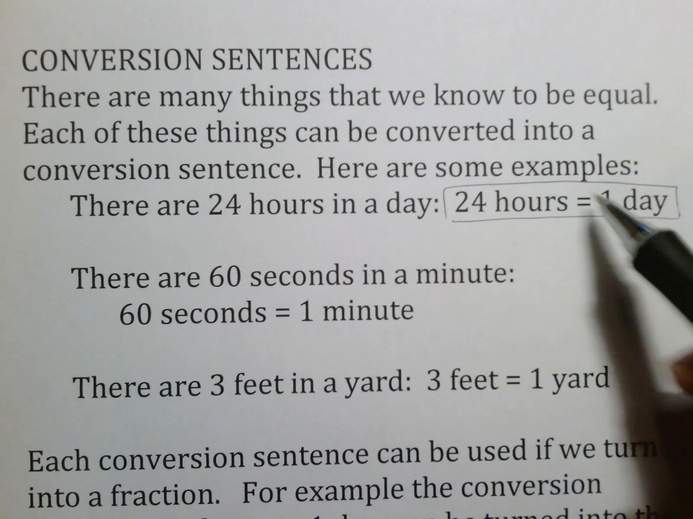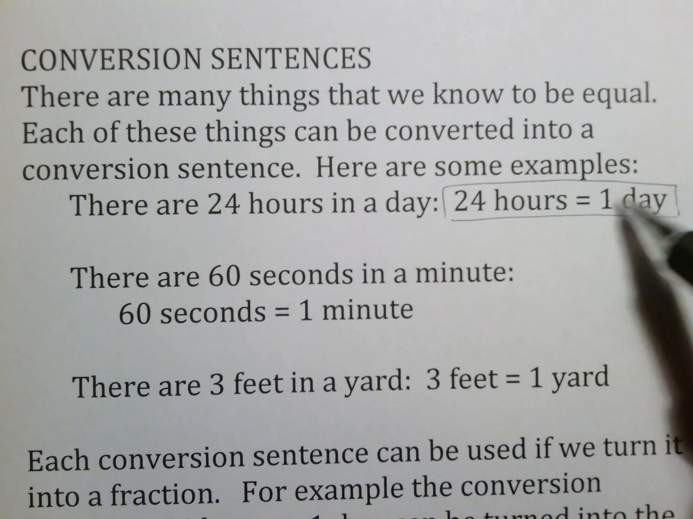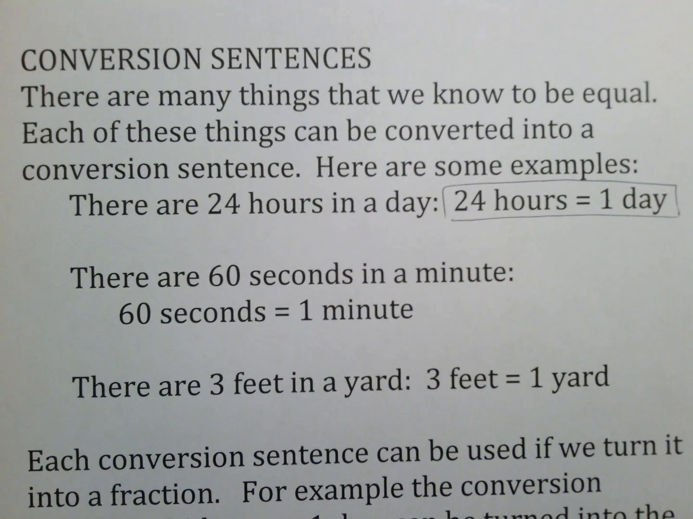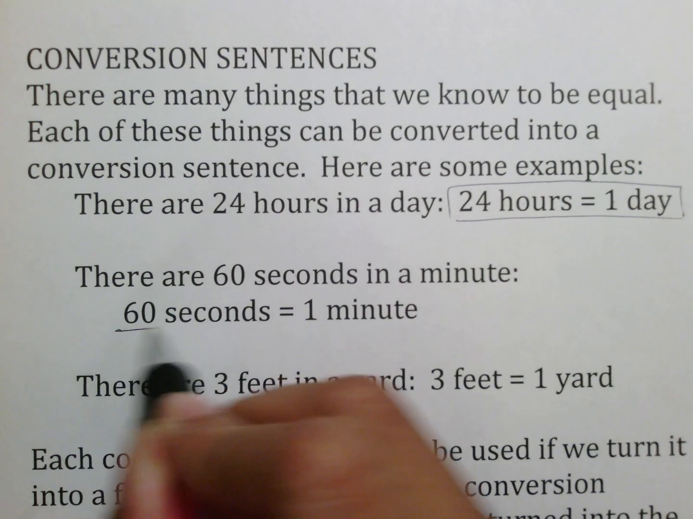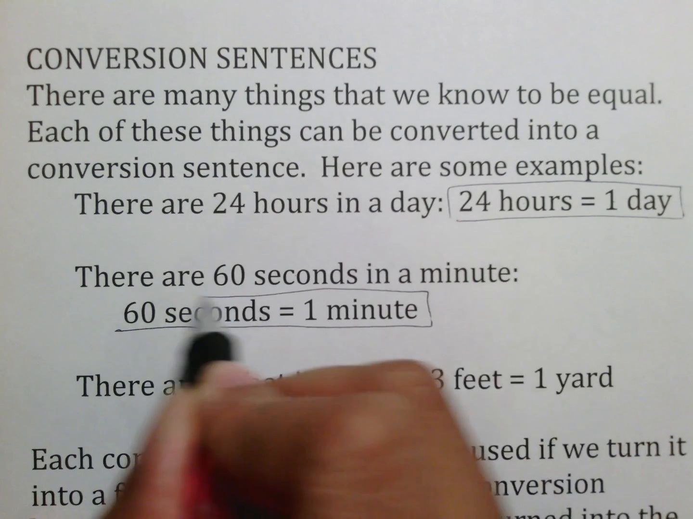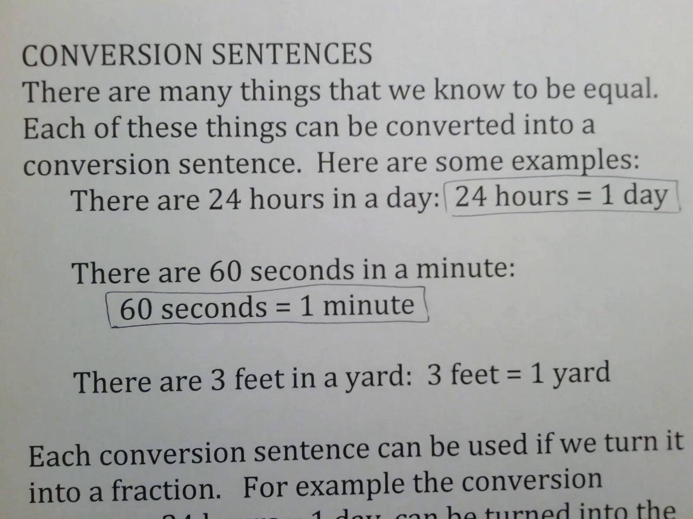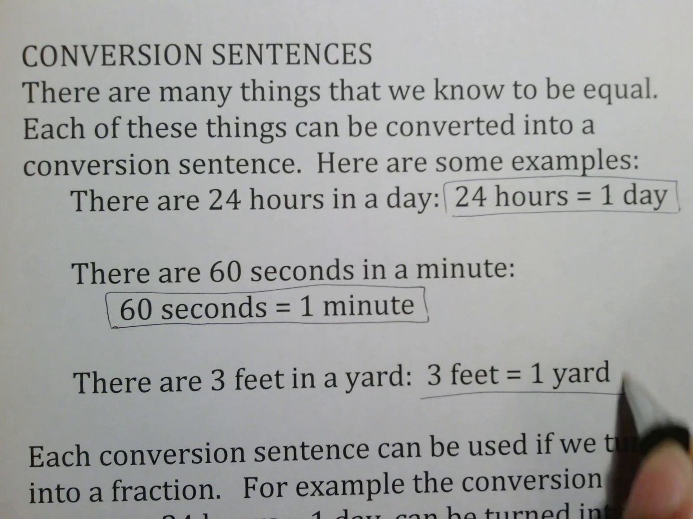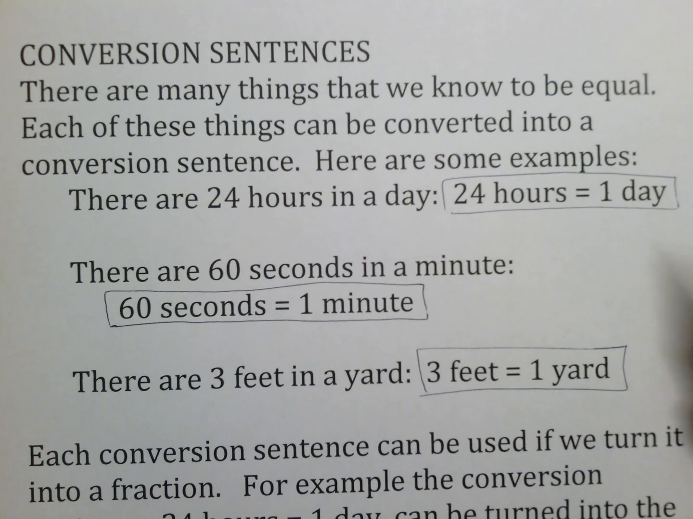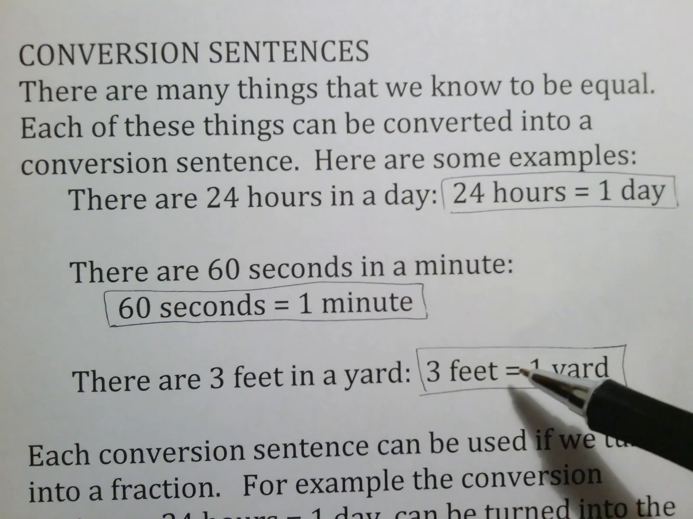Again, notice it has the equal sign. It has a unit over here. It has a unit over there. That's it. Another thing we know is that there are 60 seconds in a minute. And so we could turn that into a conversion sentence of 60 seconds is equal to 1 minute. We also know that 3 feet equal 1 yard, or 3 feet are in a yard. We could turn that into a conversion sentence of 3 feet equals 1 yard. So all of these are conversion sentences.